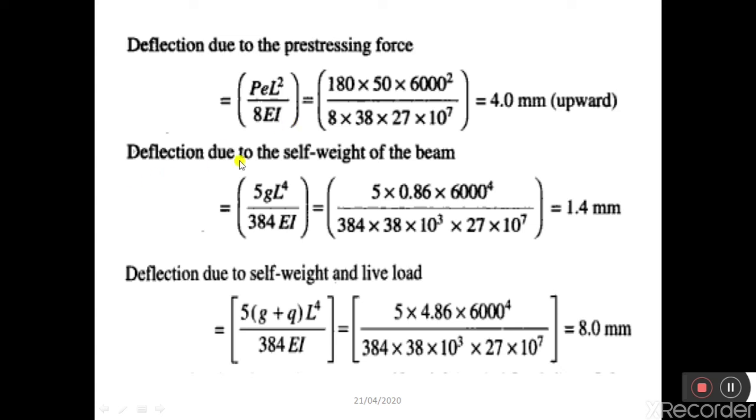Now the deflection due to self weight of a beam. Self weight is always a UDL. Therefore, the deflection due to self weight of a beam is equal to 1.4 millimeter by using this equation.